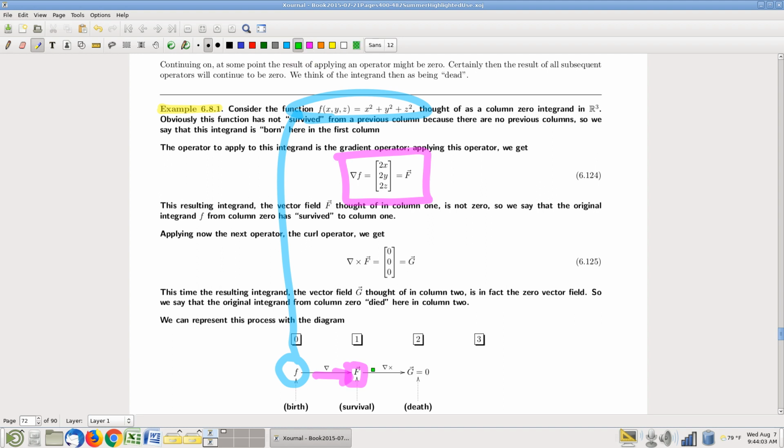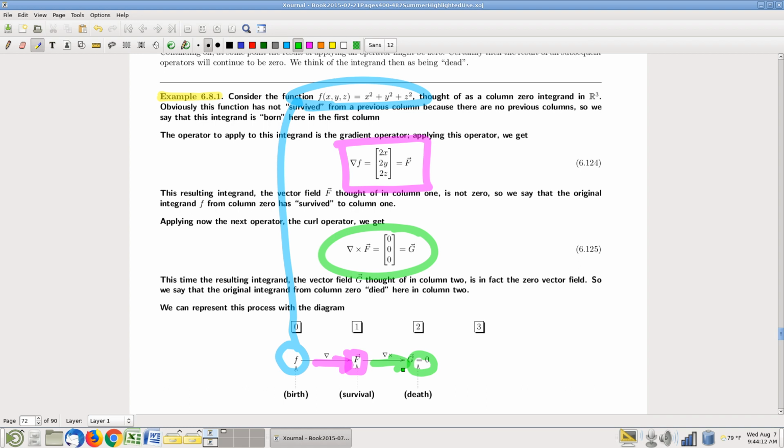Right, well, then I can apply the curl operator. Take the curl, well, look at this, I get 0. And so it has not survived to column 2. It has a death in column 2. So we have a birth, we have a survival, we have a death. And by the way, I say that this is a birth because there's nothing over here. It could not have come from a previous column. There are no previous columns. And you might say no fair, but that's the way the analogy breaks down.